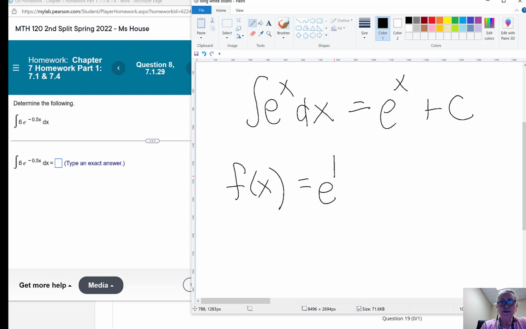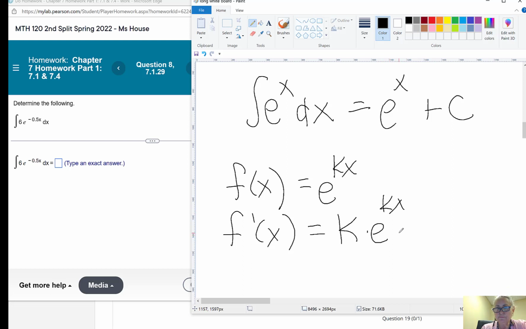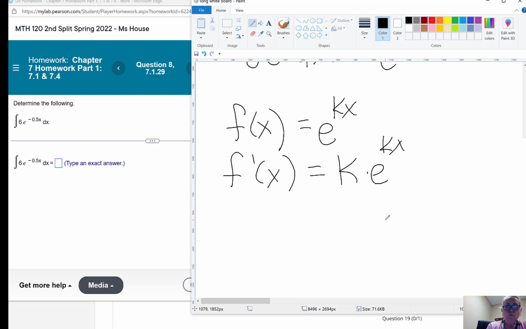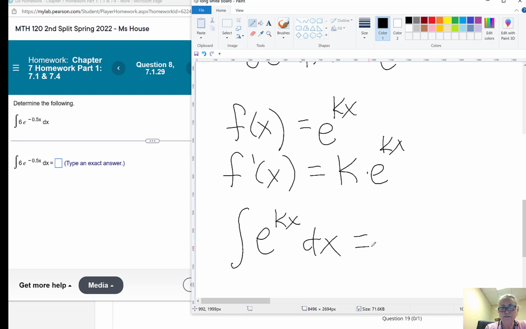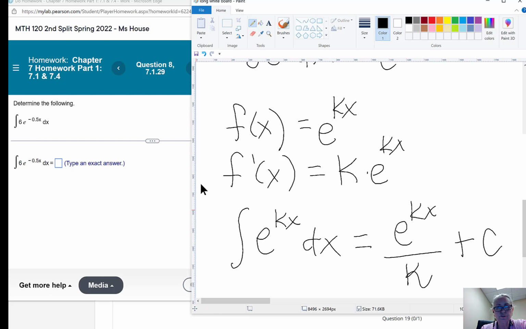e to the k times x, where k is a number like 3x, right? The derivative of that is k times e to the kx. So to get back from here to here, I've got to get rid of this k. So the integral of e to the kx dx is going to be e to the kx divided by k plus c. And you'll see how this works when we do this one, okay?